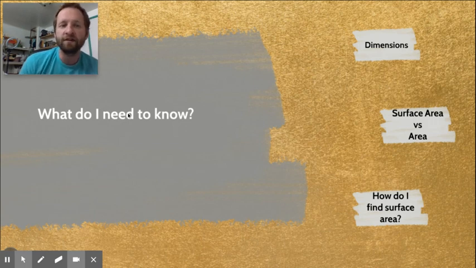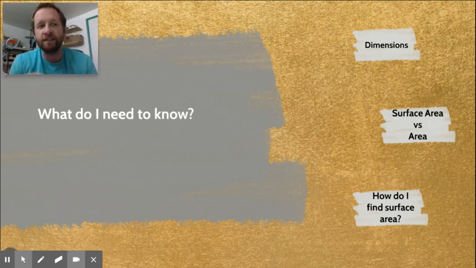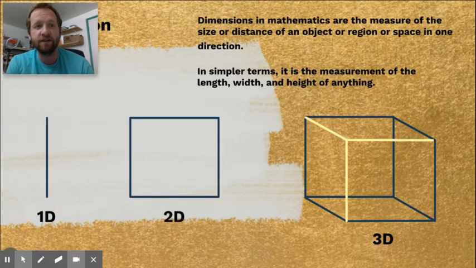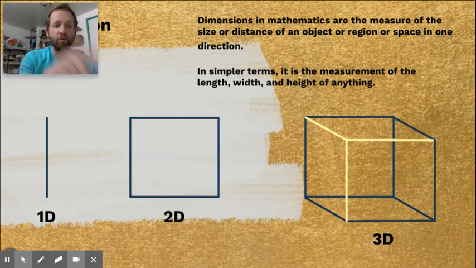Okay, the first thing I want to talk about is dimensions. When we say dimensions, what are we talking about? We've done it a little bit back when we did area. So let's go ahead and start. I've got a couple types of dimensions here: 1D, 2D, and 3D. Okay, so first, just a definition: dimensions in mathematics are the measure of the size or distance of an object or region or space in one direction.